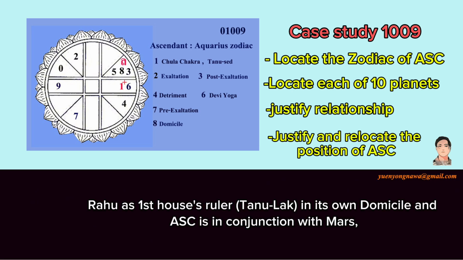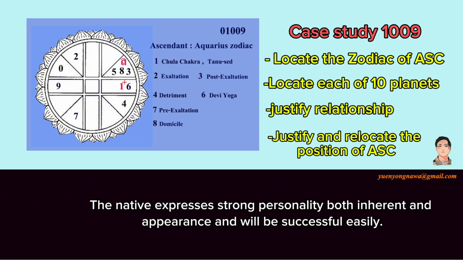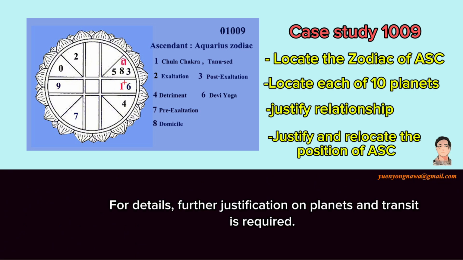Rahu as first house ruler, Tonulak, in its own domicile, and ASC is in conjunction with Mars, Jupiter, and Rahu, all of good quality. The native expresses strong personality, both inherent and appearance, and will be successful easily. This is only preliminary justification. For details, further justification on planets and transit is required.